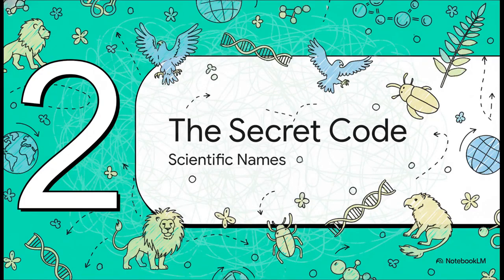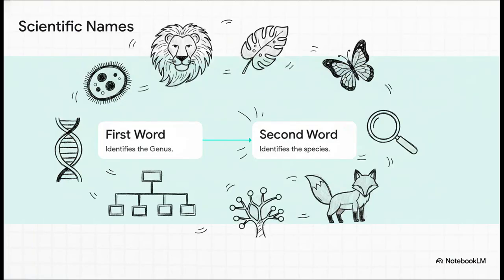Moving right along to Section 2, the secret code. Let's understand scientific names. This whole naming thing might sound complicated, but the code is actually incredibly simple. It's called binomial or two-part Latin naming.